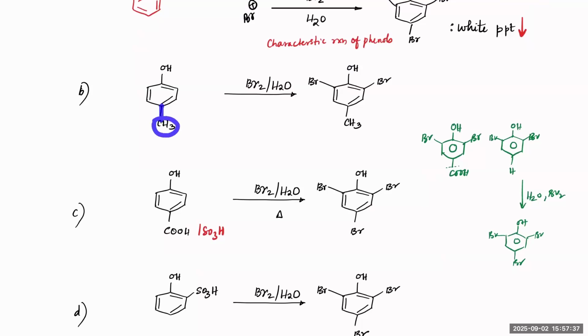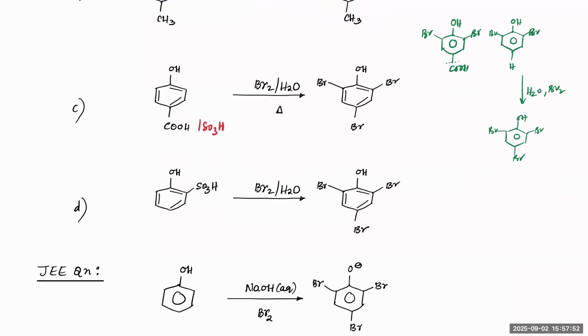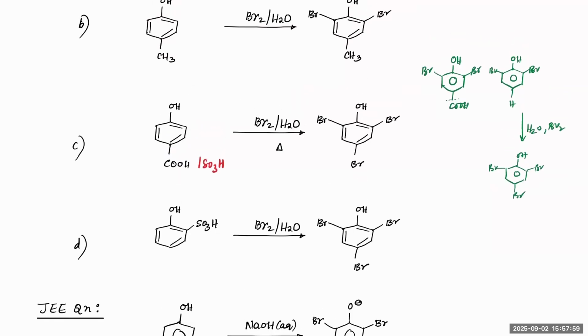Similarly, if there is a para-methyl phenol, then on bromination we'll get Br and Br at the two ortho positions. Clear? Right. Next, if you have a phenol with COOH or SO3H, and you react it with bromine water, this COOH or SO3H will be shredded off. This will be shredded off to get an ipso substitution first.